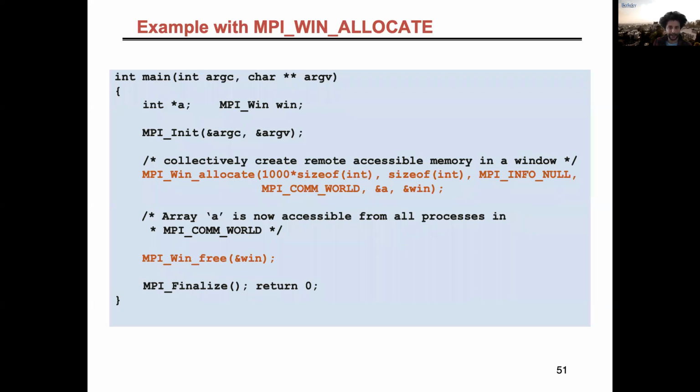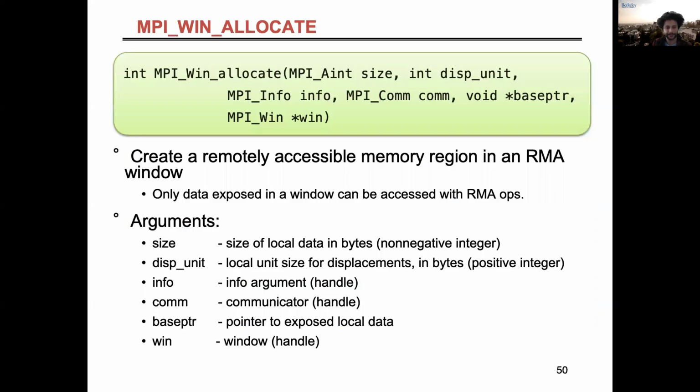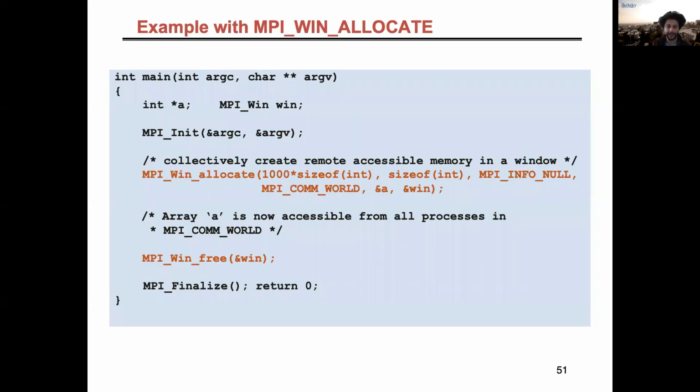Here's how to do it in code. You want to create memory collectively. The first element is the size of the local data. So everybody is creating 1,000 integers and making it locally accessible, so globally accessible to every other process. So if you have P processes, you have P times 1,000 integers globally available to everybody. And then you can basically access this.